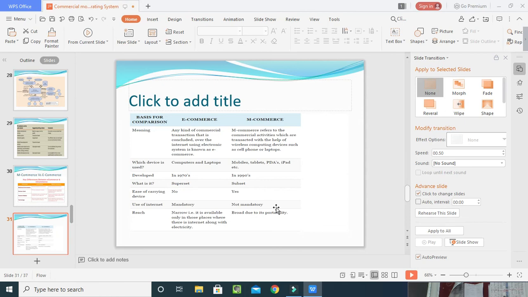Which devices are we using? Computers, laptops or desktops. Coming to m-commerce, we are using mobiles, tablets, PDAs, iPods, etc. E-commerce was developed starting in the 1970s, whereas m-commerce was developed in the 1990s, in the last years. Now, how is it a superset and a subset? E-commerce is the superset. M-commerce is a subset. It depends on e-commerce.